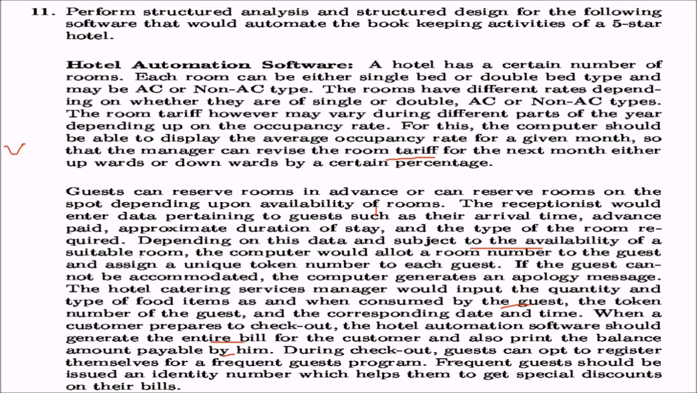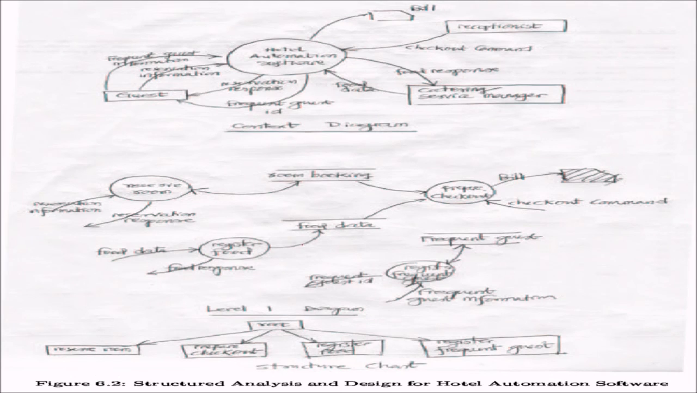During checkout, guests can opt to register themselves for a frequent guests program, and frequent guests should be issued an identity number which helps them to get special discounts on their bills. This is how we make it. First is our context diagram. This is the structure analysis and design for hotel automation software.